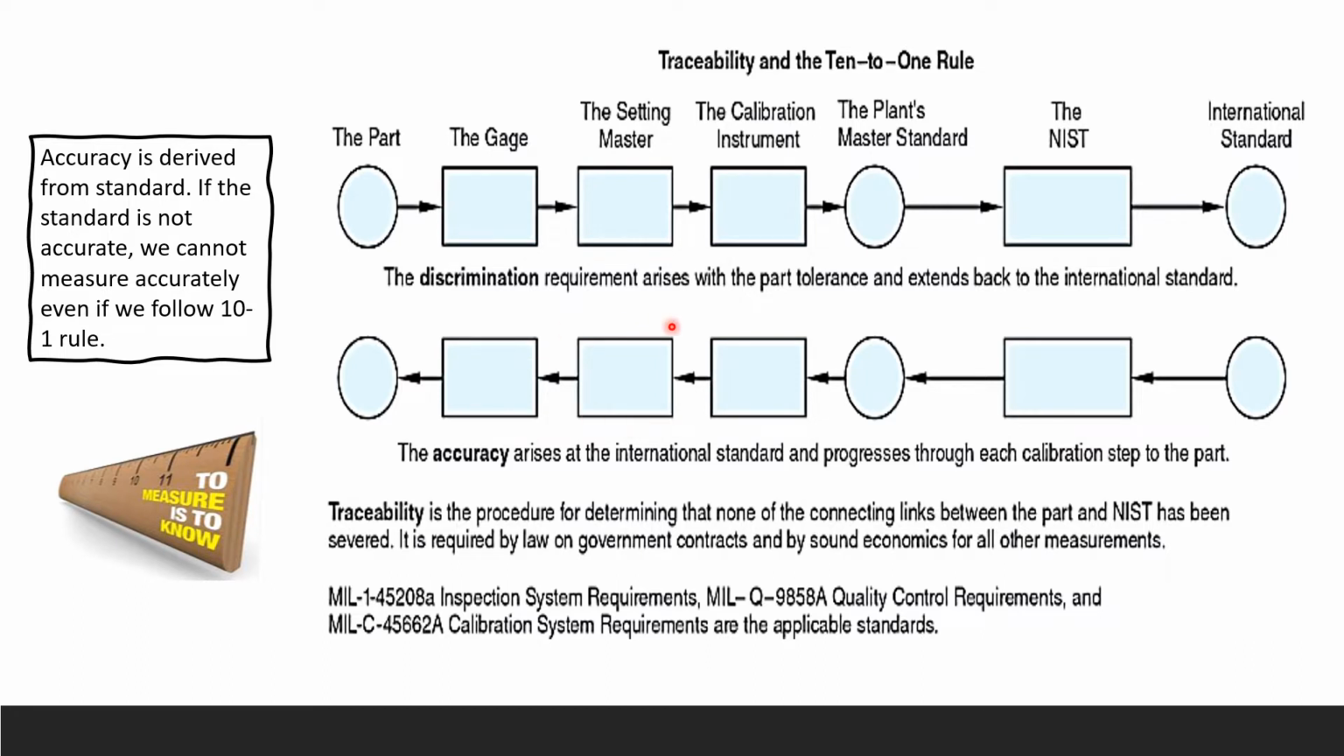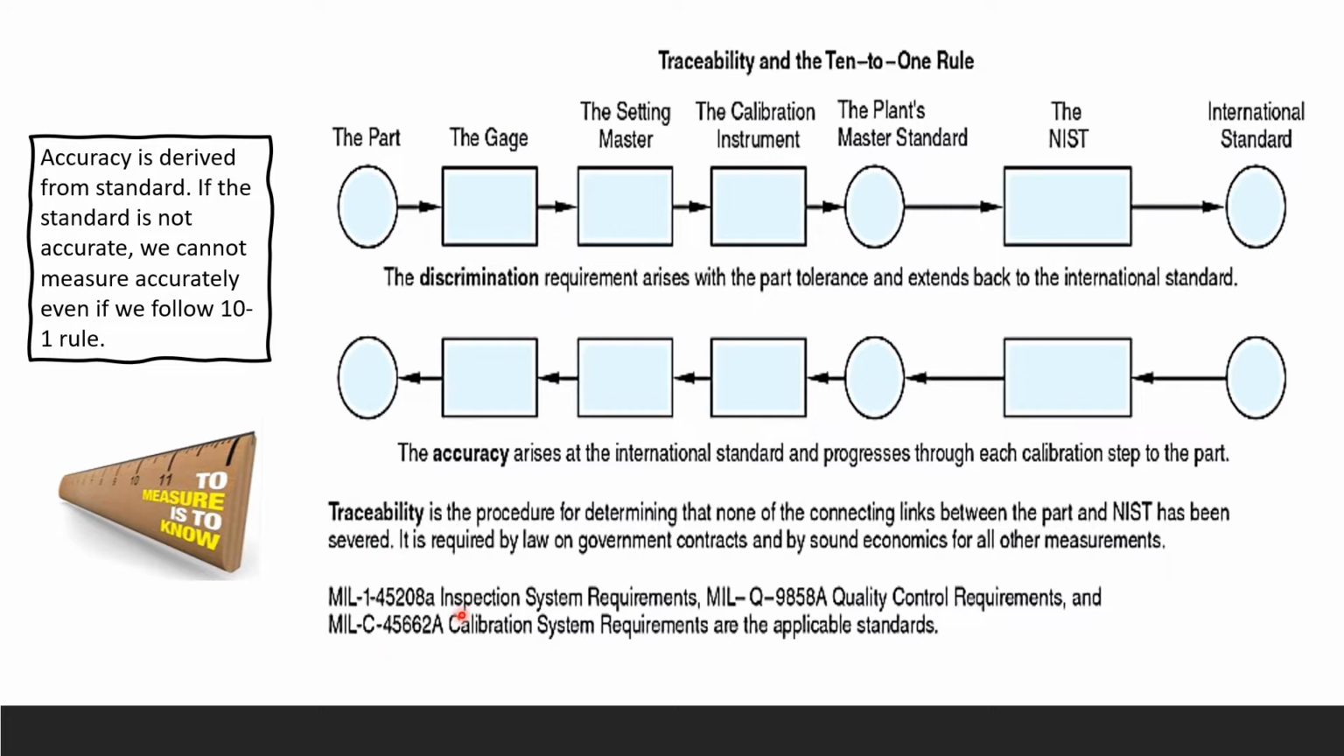The discrimination requirement arises with the part tolerance and extends back all the way to your root, which is your international standard. Accuracy arises at the root, which is your international standard, then progresses through each calibration step to the part. So this is our calibration procedure, and that is happening behind the scenes, and you are right here.